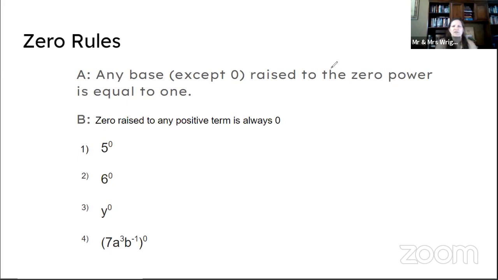Any base except 0 raised to the power of 0 is equal to 1. This is the one that's a little more interesting. Anytime you have the power of 0, you just say simply 1. That's your answer. 6 to the power of 0? Okay, well, that's 1.